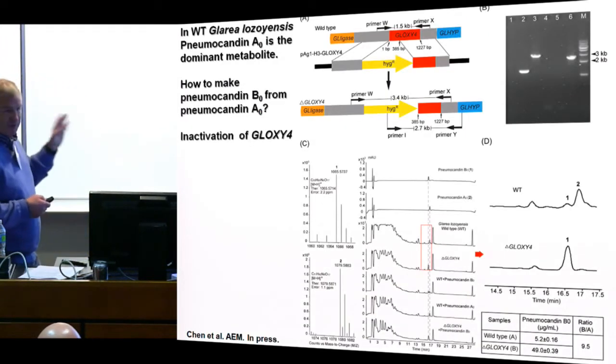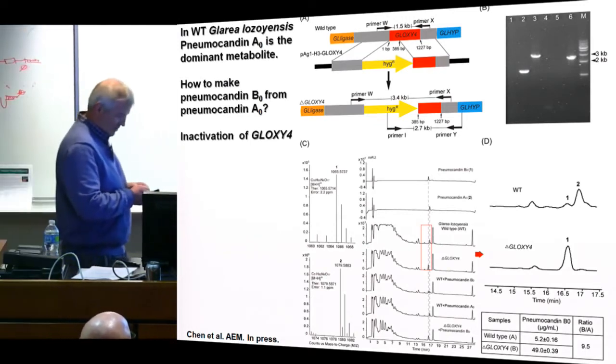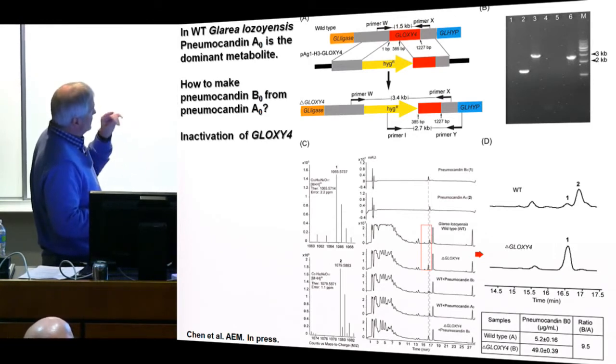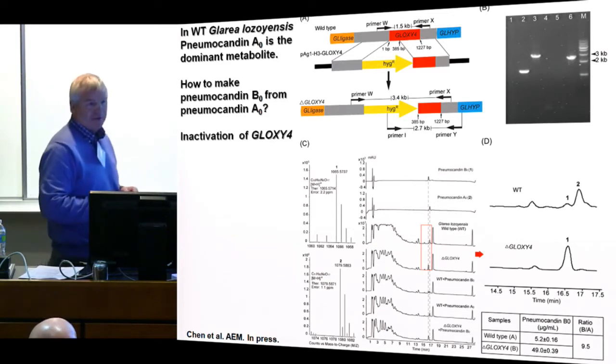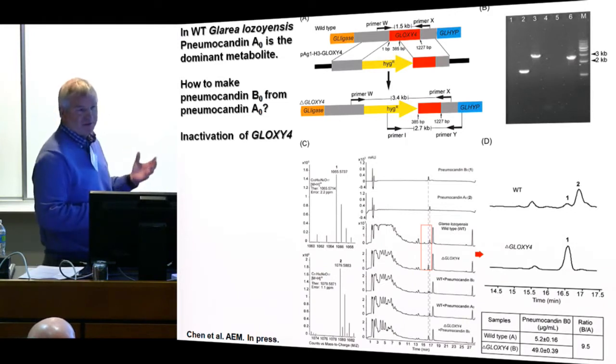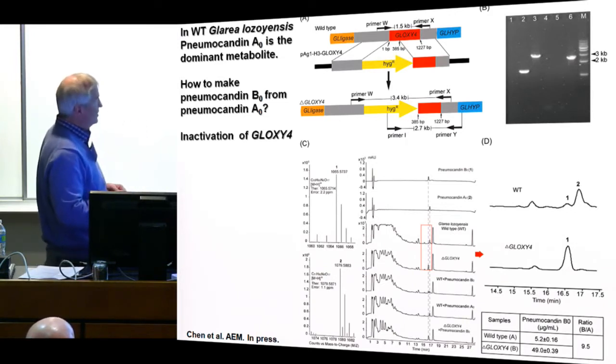So we've done knockouts of most of the genes in the pathway to understand how this works, and I'm just going to show you a couple of examples. The main tool we use is Agrobacterium-mediated transformation, and we basically insert a hygromycin resistance gene right into the target gene and then watch chemically what happens.